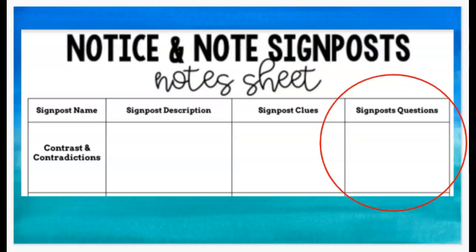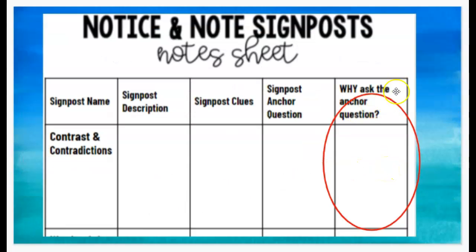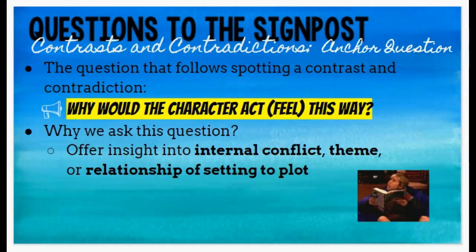Now take a moment to fill in your chart for the signpost's anchor question here for contrasts and contradictions. You will also want to fill in the why ask the anchor question. So here's your anchor question right here, and then this is the why.